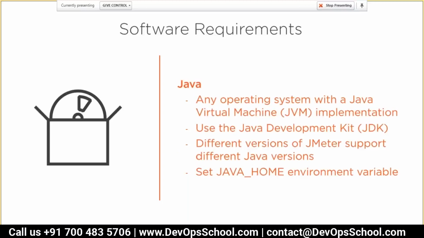Now, in terms of software requirements for JMeter, Java is important. Most of the time the JDK is preferred, because sometimes the JRE does not have all the libraries it needs to run because of dependencies. But with the JDK, once you install it, you get additional libraries. So that is very much recommended. Again, if you install the JDK, you should set the JAVA_HOME environment variable. So that's the software requirement.